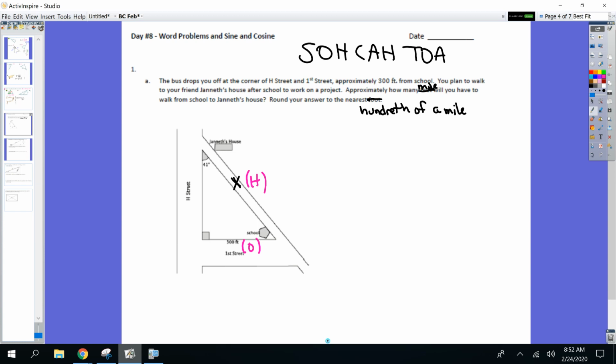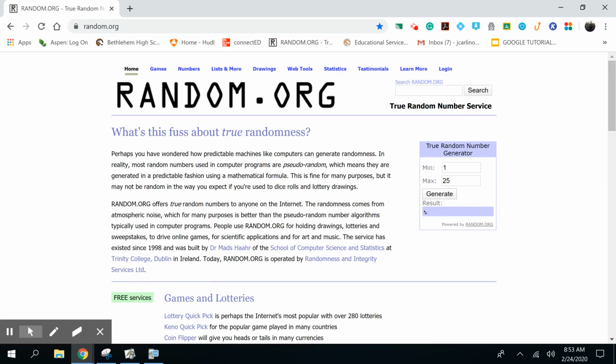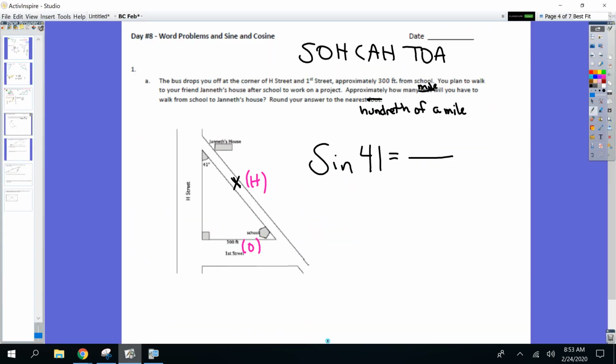Sine. Let's set it up. Sine, I abbreviate it SIN. I always use the acute angle in the problem, which for us is 41. Sine of 41, that's going to be equal to what ratio? Make sure the order does matter here. Go ahead, fill it in now, Dylan. Opposite over hypotenuse. Got it.